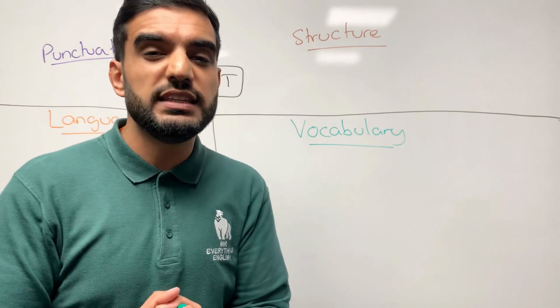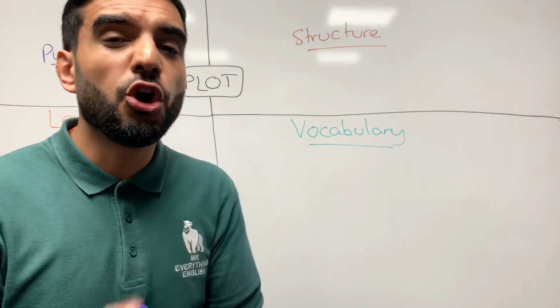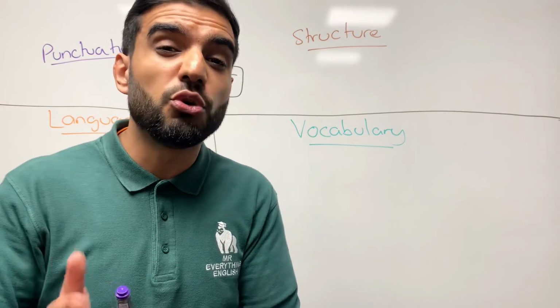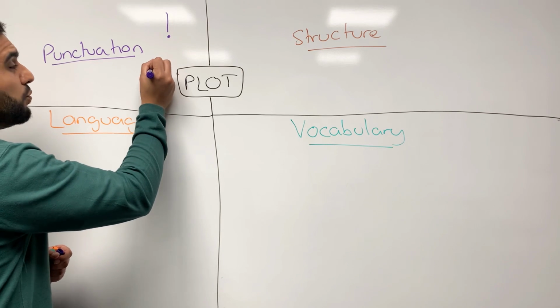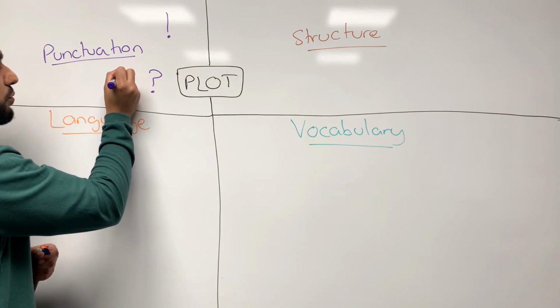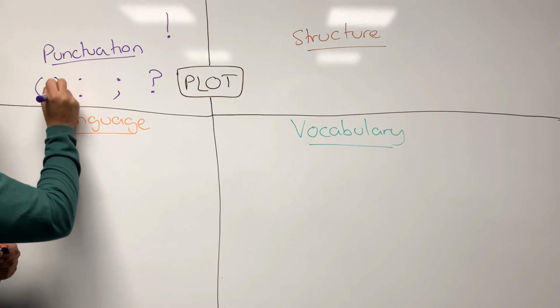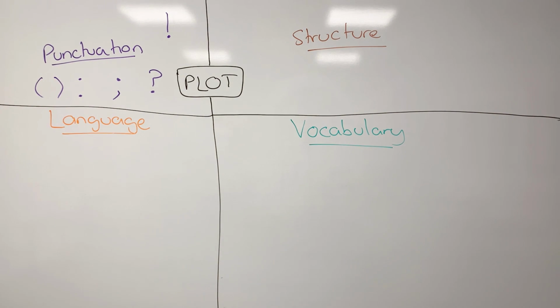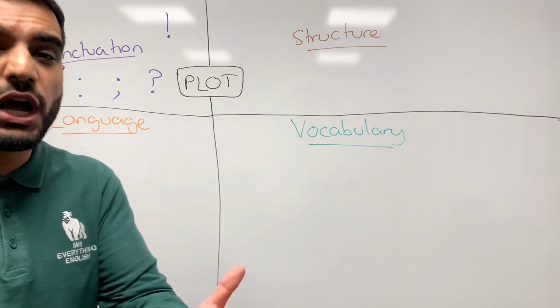Now, you guys are in year 11. You've got your GCSEs coming up. When it comes to punctuation, commas and full stops just don't cut it. You want to use, guys, exclamation marks. You want to use question marks. You want to use semicolons. You want to use colons. And you want to use brackets. Guys, you need to use these 5 pieces of punctuation throughout your writing, throughout your story.